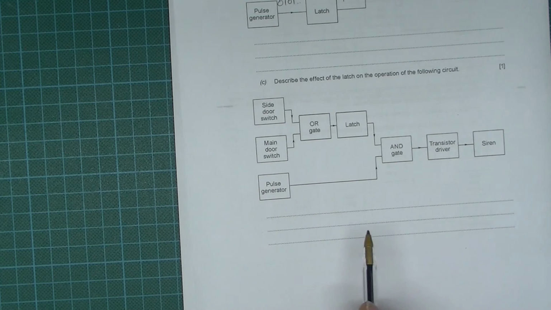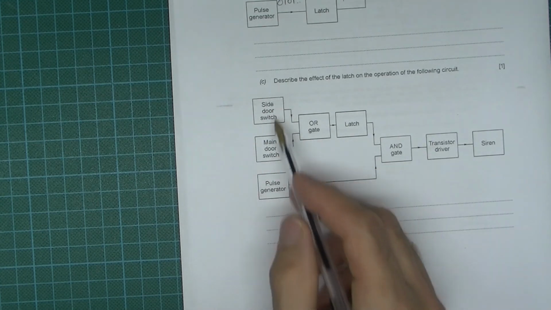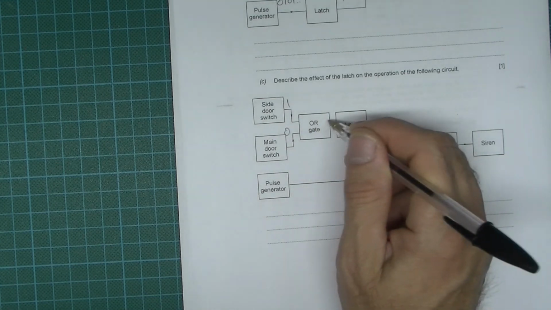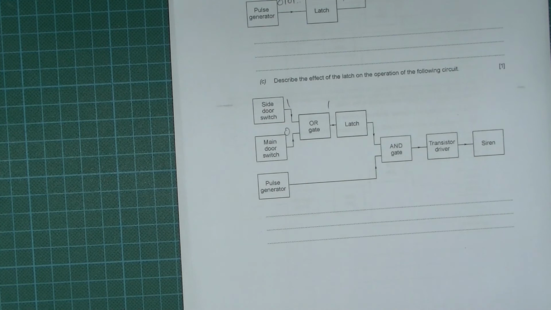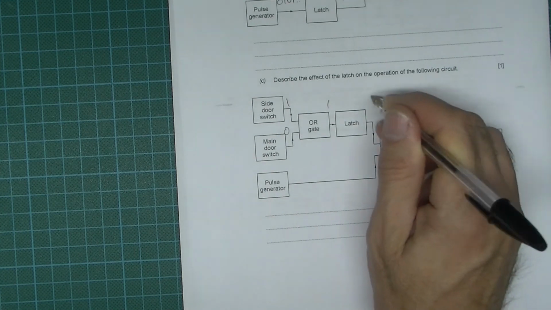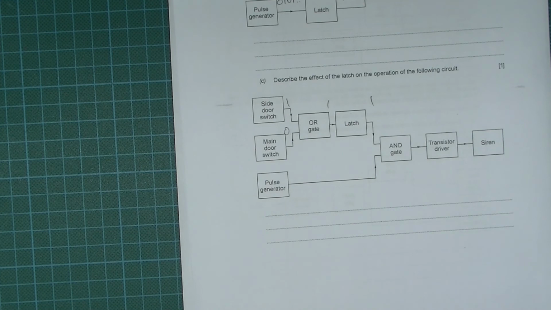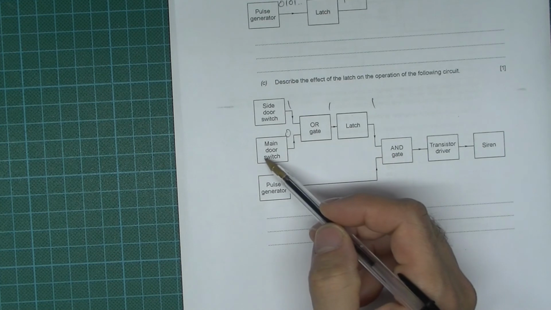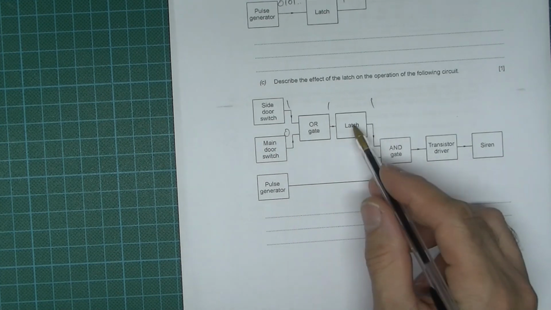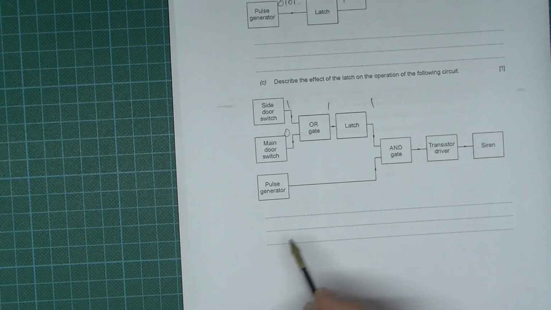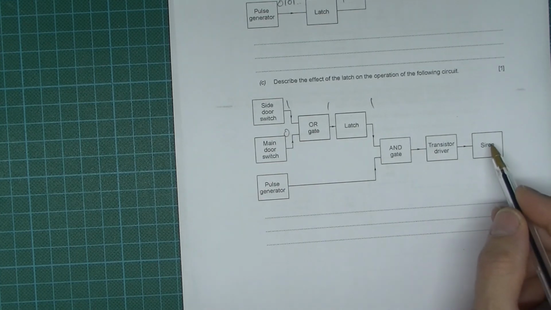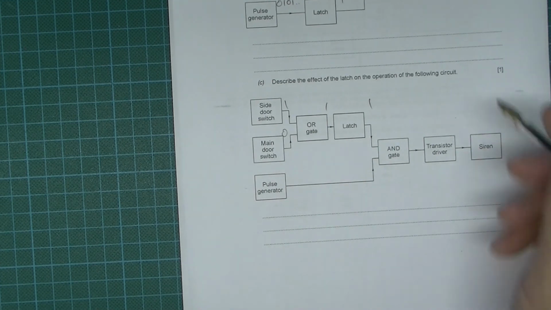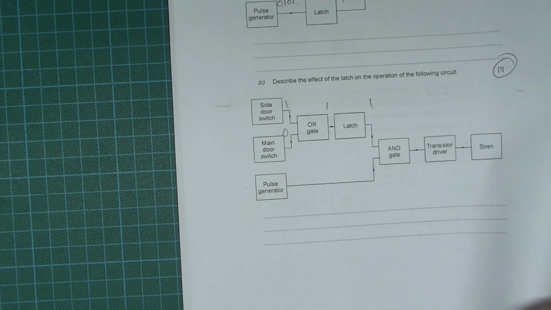This one actually is the correct one. If either of those two doors are open, so let's just open that door, so logic 1, with the OR gate, that's going to output a logic 1, which is then going to latch on, and then stays on. So what we can then say is, if either the side door or the main door are open, the latch will stay on, the system will function properly, and the alarm will sound in time with the pulse generator, and that would give us a mark of 1.